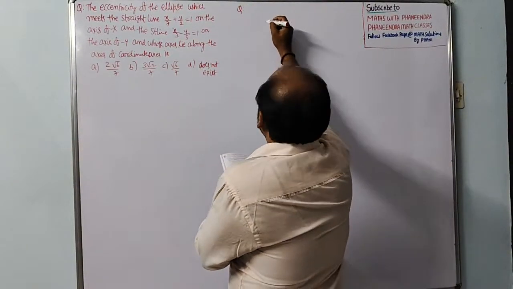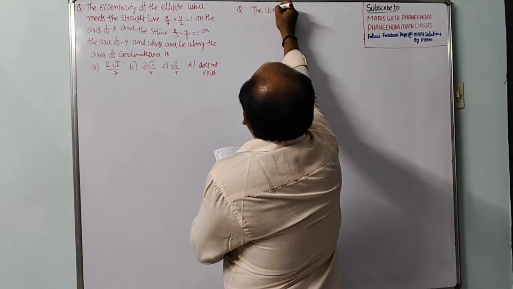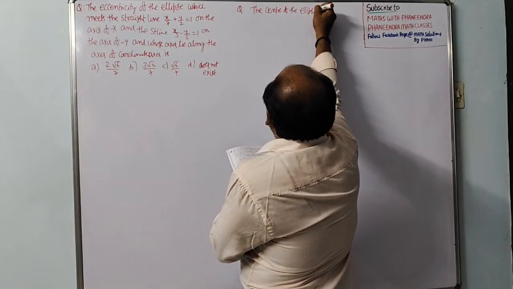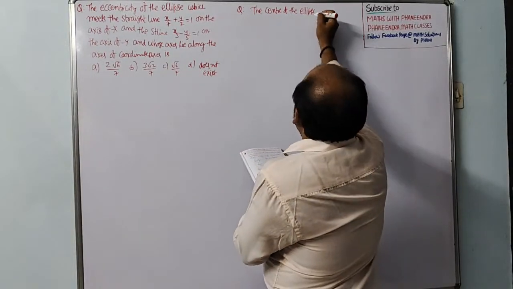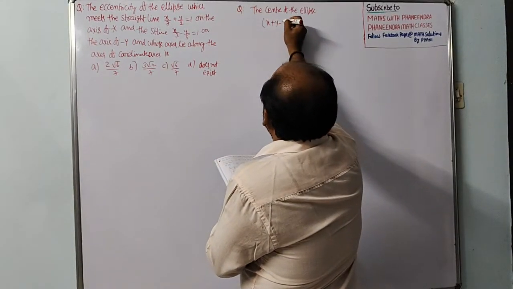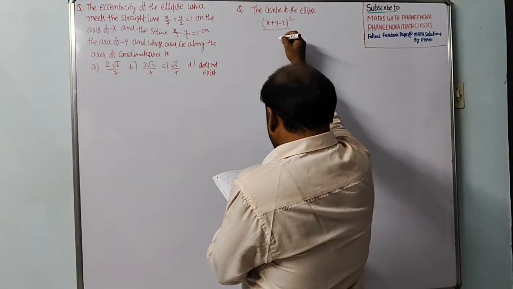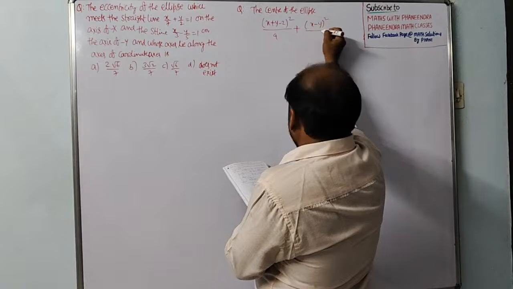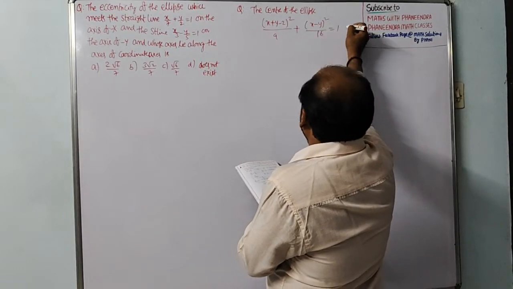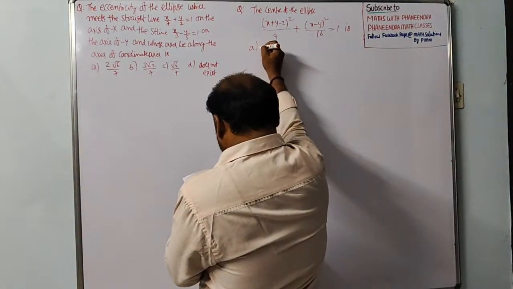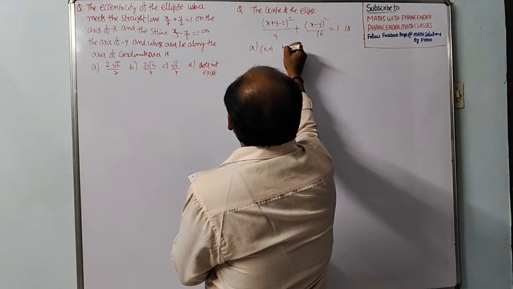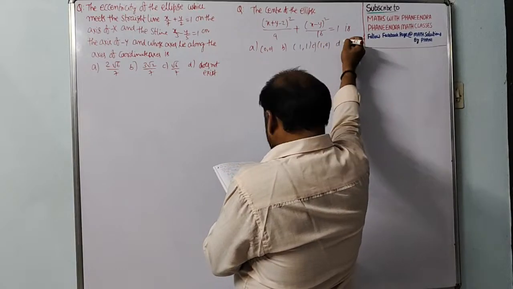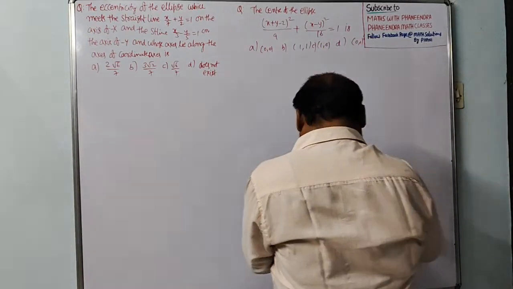Next question. The center of the ellipse (x plus y minus 2) whole squared by 9 plus (x minus y) whole squared by 16 equal to 1 is: 0, 0; 1, 1; 1, 0; or 0, 1.